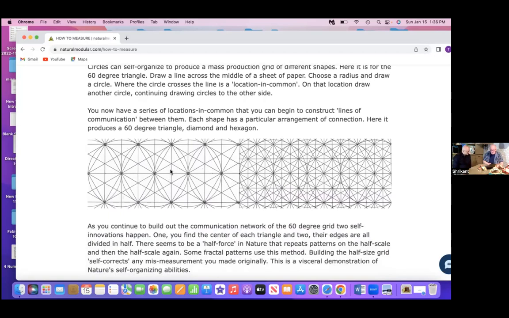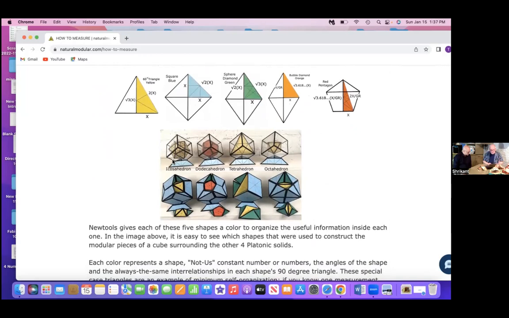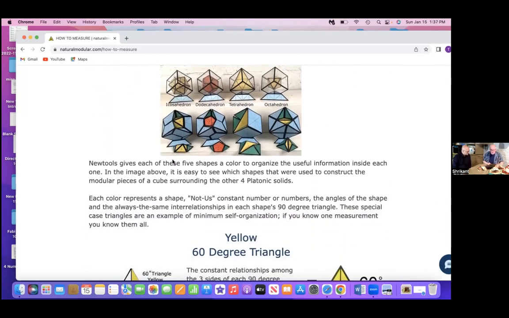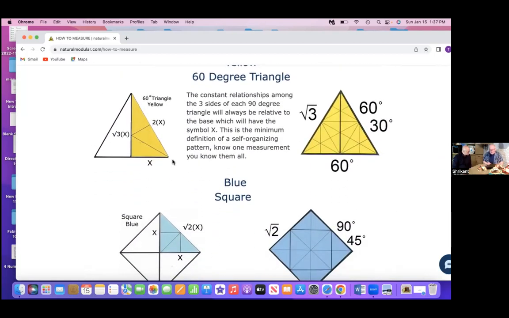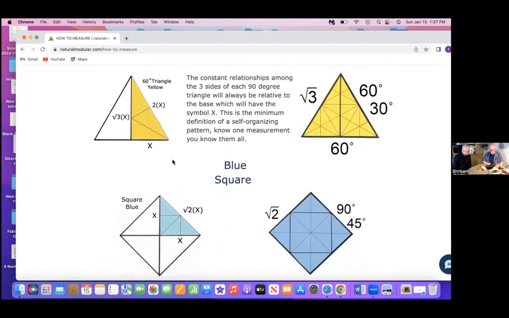And then you find out that here's the altitude, right? And we know that whatever this edge is, you multiply it times the square root of 3, and you'll get this edge. This is 1/3 of that edge, and this is 2/3 of that edge. And so then we get into what we've talked about before, that each one of the shapes has a color, and those colors have a 90-degree triangle. And here are the angles that go with them.